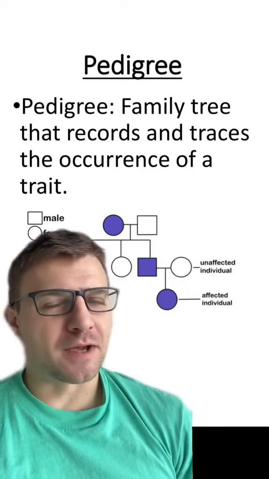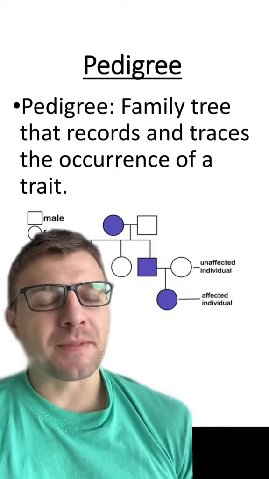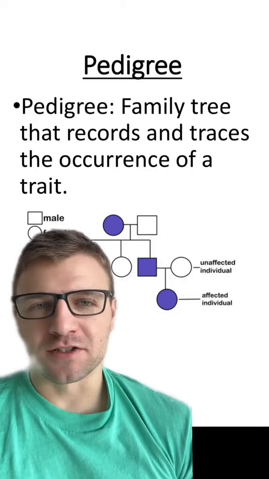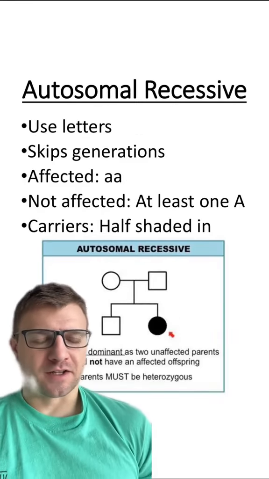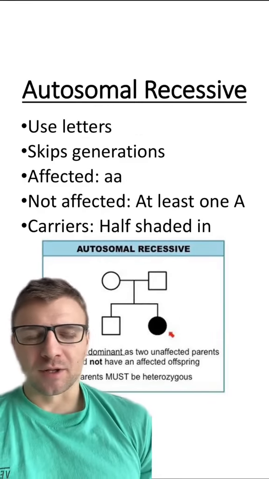Let's talk about the different types of pedigrees you might see in genetics. Remember that pedigrees are just family trees that trace the occurrence of a certain trait, and they typically look like this. Let's look at an autosomal recessive inheritance pattern. In this case, we're using letters like capital A and lowercase a.